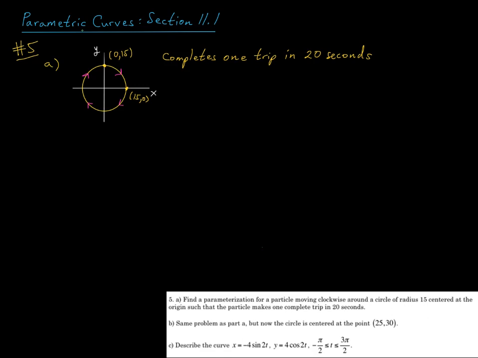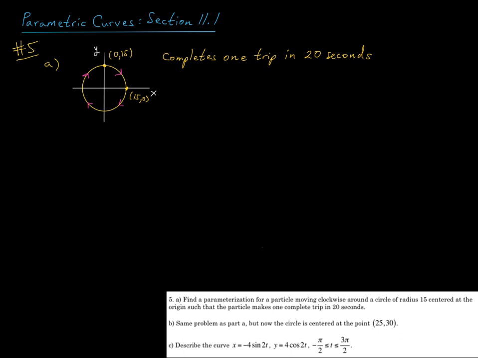Alright, following up from the last video on parameterizing circles, we're going to look at question 5 on the worksheet. Part A says, find a parameterization for a particle moving clockwise around a circle of radius 15 centered at the origin such that the particle makes one complete trip in 20 seconds. So you see the circle here, radius 15 centered at the origin. The particle is moving in a clockwise fashion and it completes one trip around in 20 seconds.